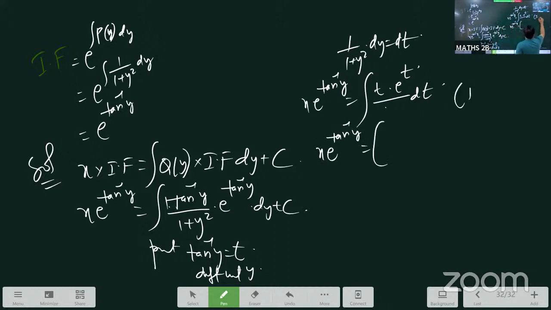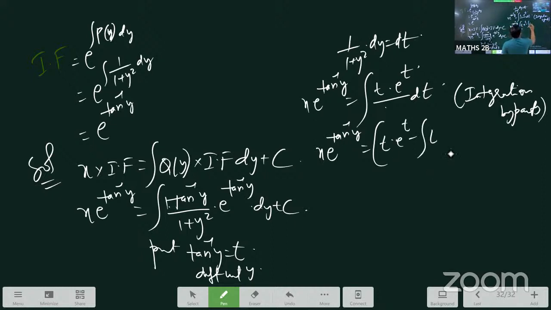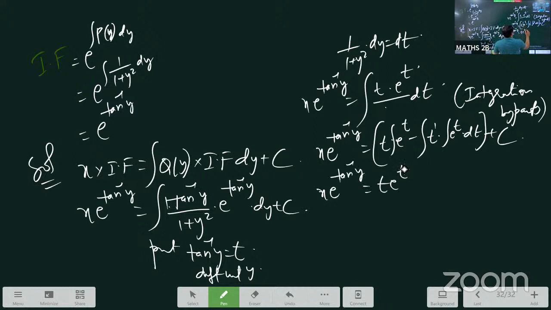Now start the integration. That is integration by parts, which you are going to do here. Is it clear? t into integral of e power t, minus integral of derivative of t and integral of e power t dt. So x e power tan inverse y equals t e power t minus, derivative of t is 1, integral of e power t is e power t, again plus c.